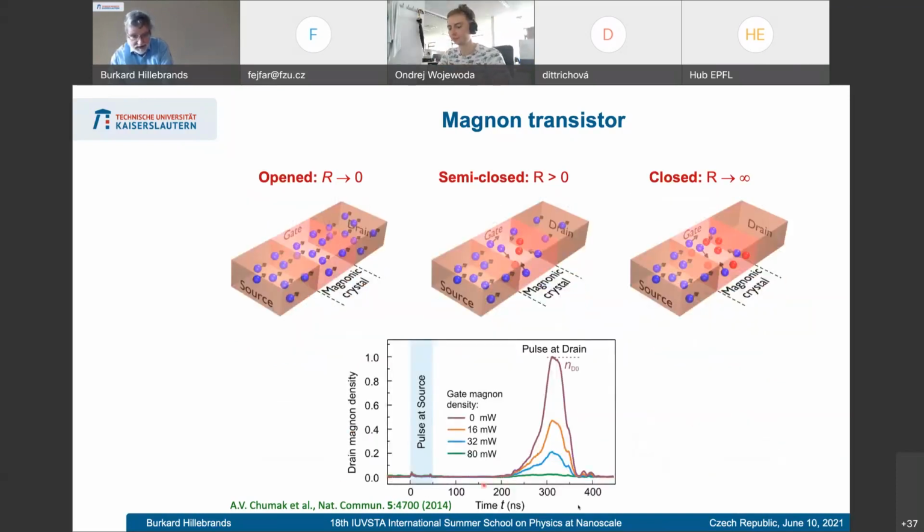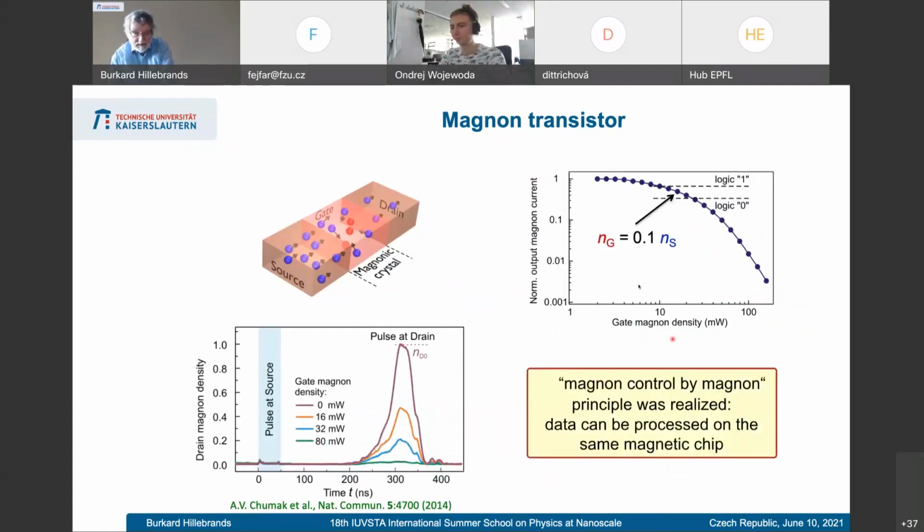And we can measure that. That is now experimental data, and you see how nicely here the pulse amplitude at the drain is reduced with increasing gate magnon density, given here in unit of the microwave power we have applied. So this works. And if we define a threshold, which we have always to do, then we see that the number of gate magnons is 0.1 of the number of the source magnons, or in other words, this transistor has already an amplification gain of 10. So this is, of course, not very convincing, but for the very first magnon transistor in the world, that is already a remarkable result.